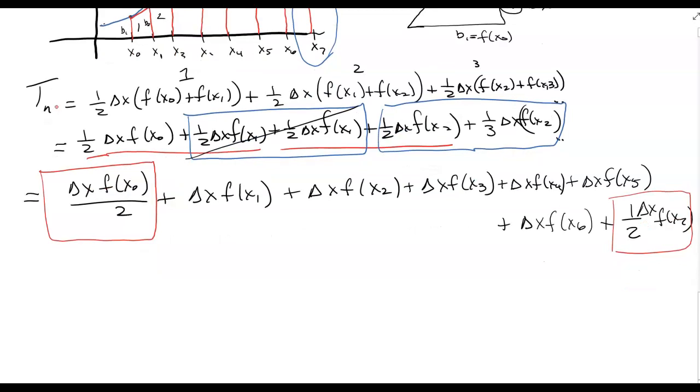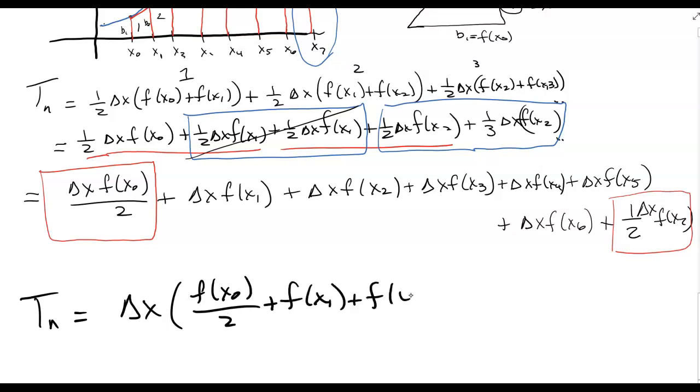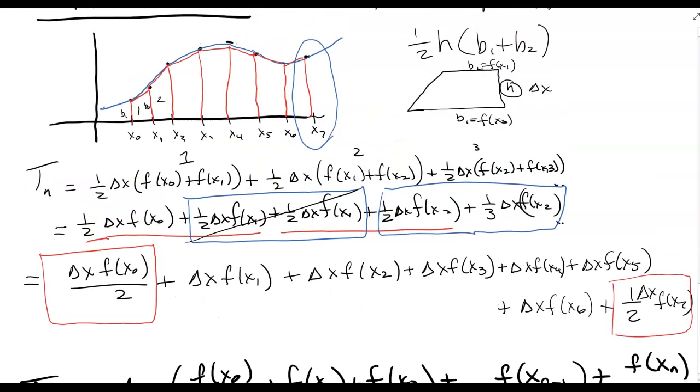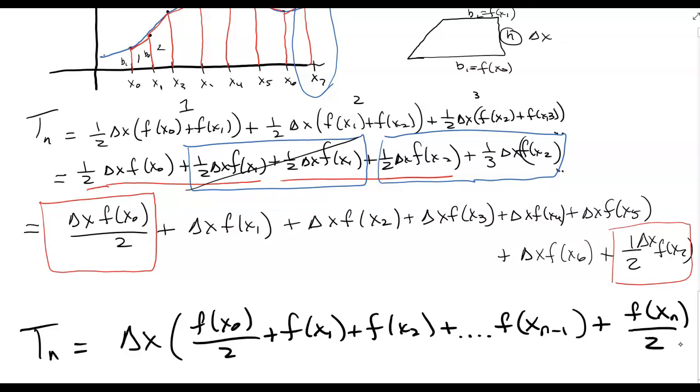So I did this to 7, but the general formula for T of n, I'm going to pull the delta x out now, is f of x sub 0 over 2 plus a full f of x of 1, a full f of x of 2, dot, dot, dot, f of x of n minus 1 is a full, but when you get to that last value, f of x of n, whatever the n happens to be, in this example it was a 7, you're dividing by 2 again. That's how the trapezoidal rule works.